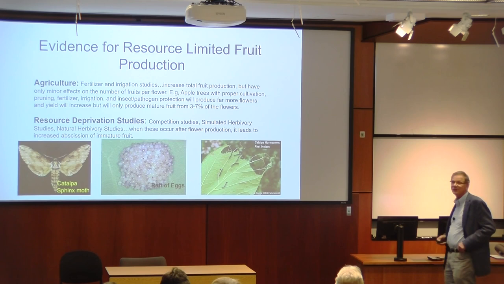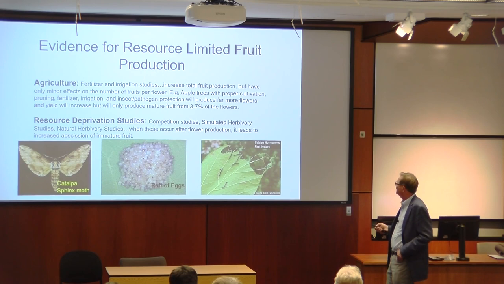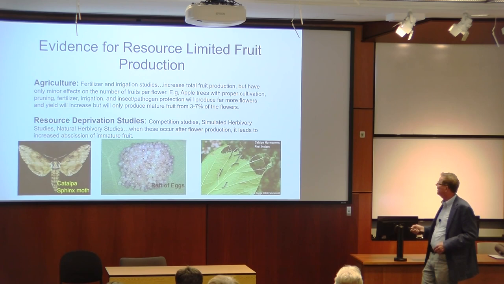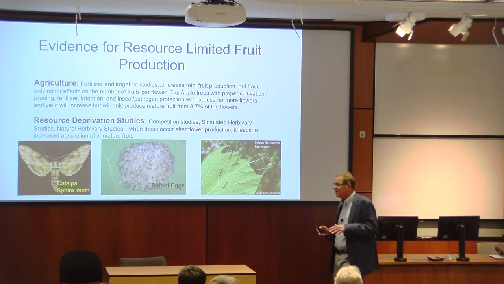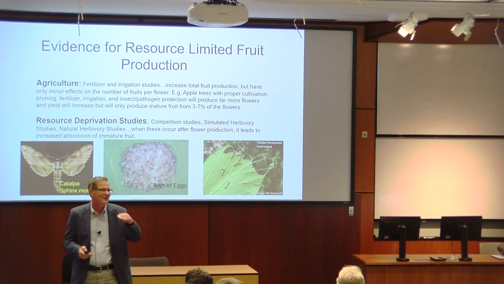You can go the other direction and do resource deprivation studies where you grow the plants in competition with other plants for the nutrients. You can do simulated herbivory or natural herbivory studies. And when these occur after flower production, it leads to increased abscission of immature fruits. You can go down from 1.3 fruits per inflorescence, but you can't go up from that.